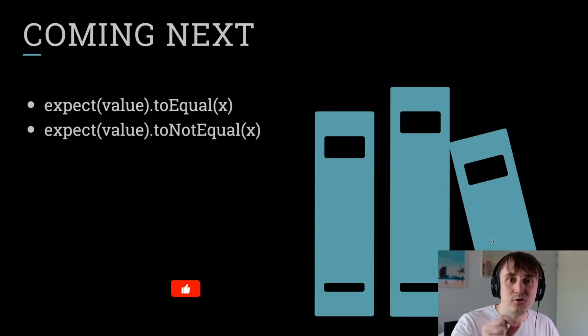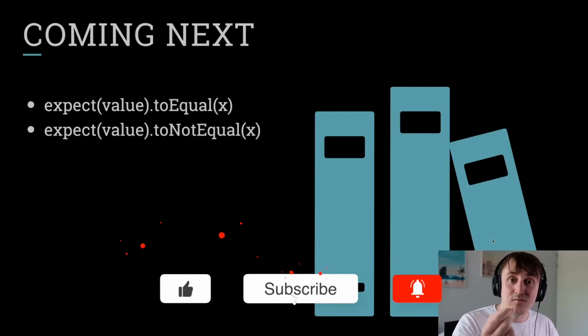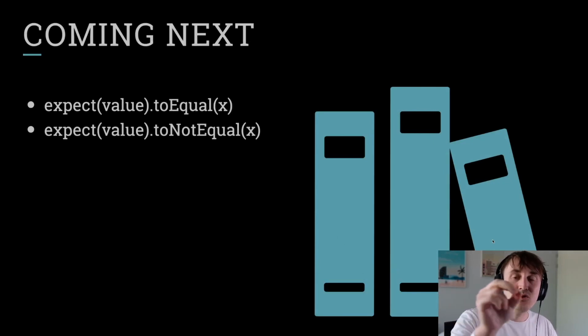In the next video, we're going to add an assertion library. We will use a different format that says expect, and we'll add two functions, toEqual and toNotEqual.